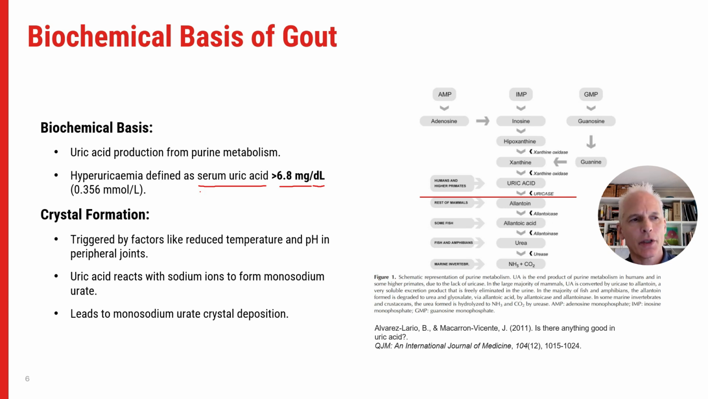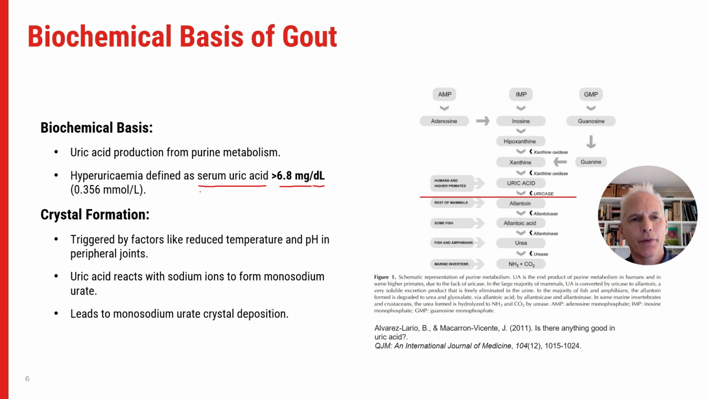Crystal formation can be triggered by factors like reduced temperature and pH in peripheral joints. This is one of the theories as to why gout tends to develop more in the periphery, because the toes experience a lower temperature than the more proximal joints, and they believe that helps to contribute to an increased chance of developing monosodium urate crystals.